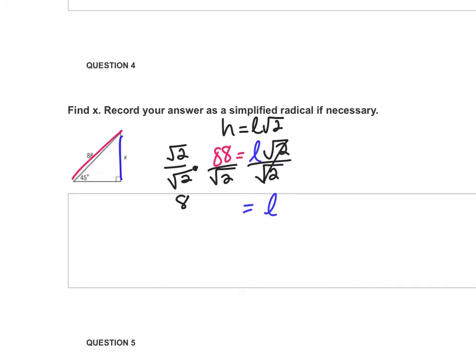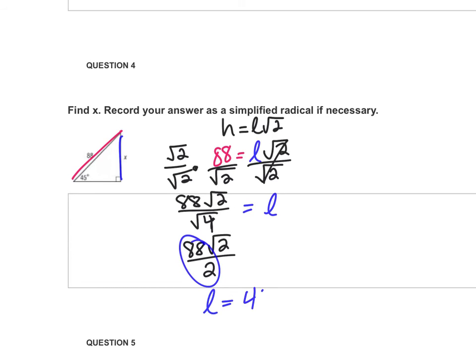This is going to give us 88 square root of 2 over the square root of 2 times the square root of 2, which is the square root of 4. Okay, and then when we reduce that, 88 square root 2 over 2, because the square root of 4 is 2. And then last thing, check to see if 88 over 2 can reduce, which it can. So our leg equals 88 divided by 2 is 44, left with the square root of 2.